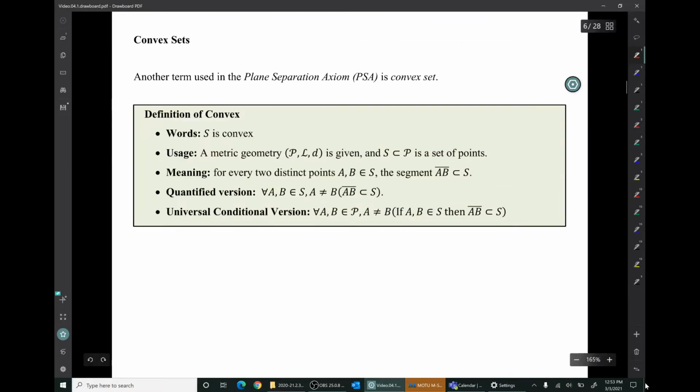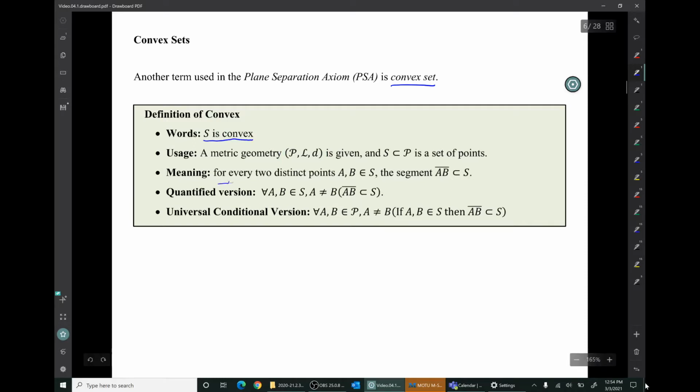Let's go on. Another term used in the plane separation axiom is the term convex set. Here's the definition. These words, S is convex, can only be used in this setting when you have a metric geometry in the discussion and this S is a subset of the set script P. In other words, the symbol S denotes a set of points. What does it mean? Well, this sentence, S is convex, means the following.